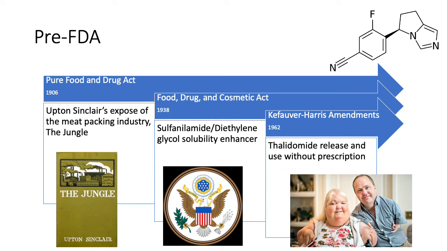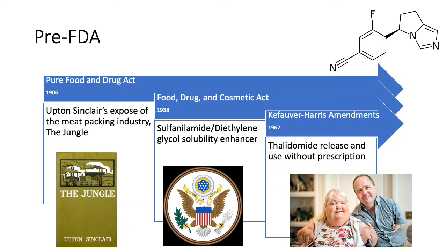Before the FDA came out, there were three laws that preceded it. The first one was the Pure Food and Drug Act, and it came after the publication of an exposé written by Upton Sinclair that exposed the dirty business of meat packing or storage in the United States. This article was called The Jungle.